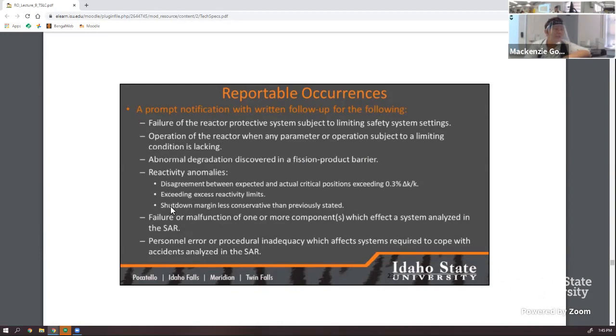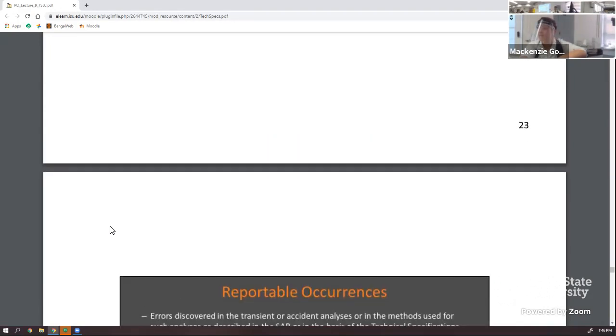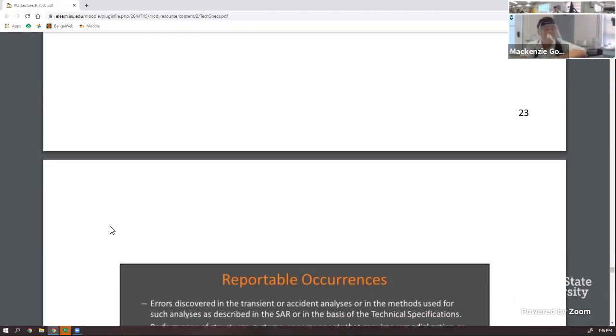Reactivity anomalies: shutdown margin is less conservative than previously stated, you exceeded a reactivity limit, so you operated when that water was chilled, notify the NRC. Failure or malfunction of anything that affects the safety system that protects an accident analyzed in the SAR, notify the NRC. Error or procedural inadequacy, which actually affects safety systems, notify the NRC. So that part they're replacing right now, they had to notify the NRC for that? Yeah. Yep.